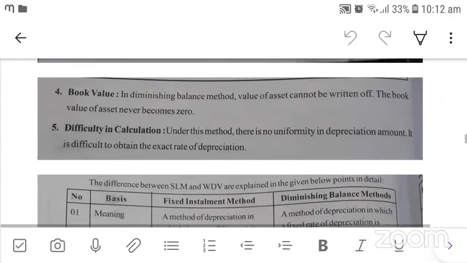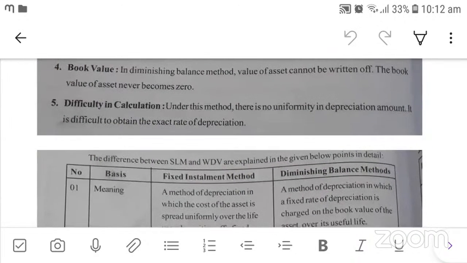Book value. In the diminishing balance method, the value of the asset cannot be written off. The book value of the asset never becomes zero. The asset value will remain, so the total asset value will not be written off. It will never become zero.